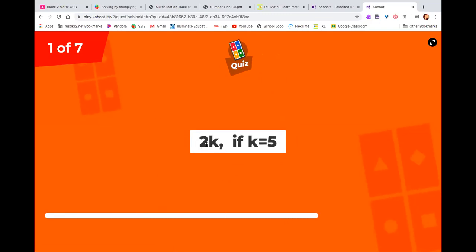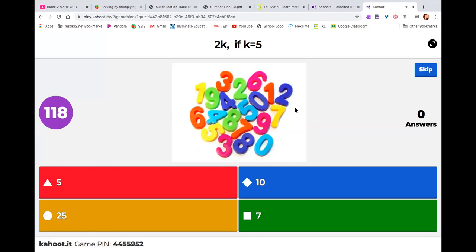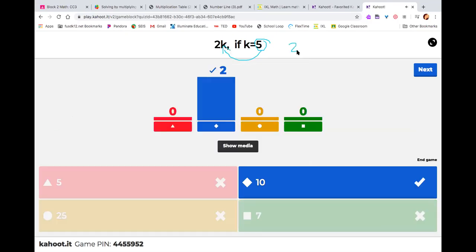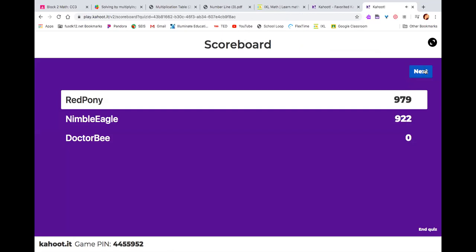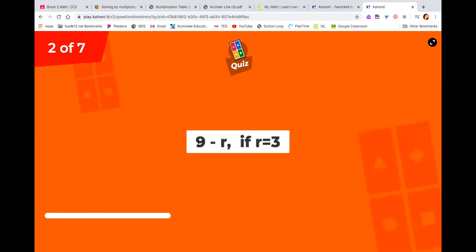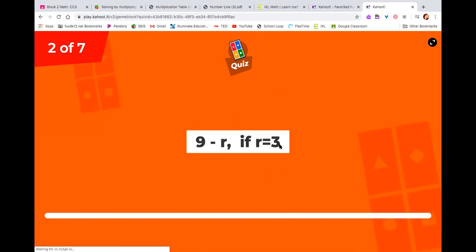2k if k equals 5. So we take the 5 and we plug it in. So it's, yes, nice job. Annotate. Okay. 9 minus r if r is equal to 3.